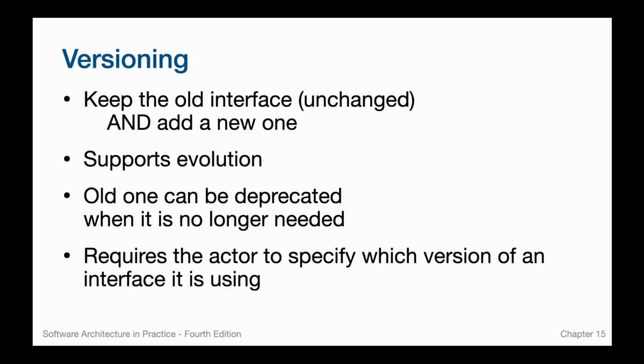Versioning. This is where multiple interfaces can support evolution by keeping the old interface and then also adding a new interface. So the old interface doesn't get changed. We've just added a new one, okay? So the old one can then be deprecated when it's no longer needed or when the decision has been made to no longer support it. And this requires the actor then to specify which version of the interface they want to use.